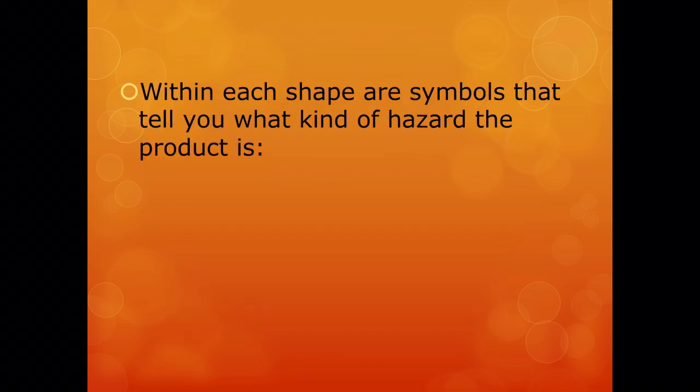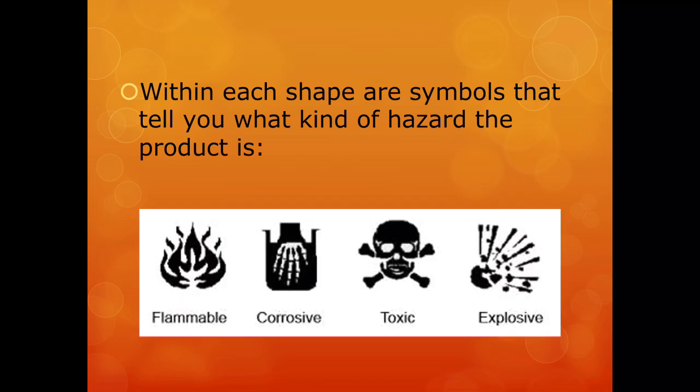So within each shape are symbols that tell you what kind of hazard the product is. So we've got flammable, corrosive, toxic, which is represented by a skull and crossbones, and explosive. These are all symbols that you would have experienced either in your home life looking at these products or in the lab previously. So be aware of these symbols. You should know and recognize them for your safety test.